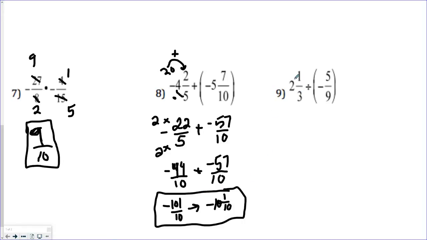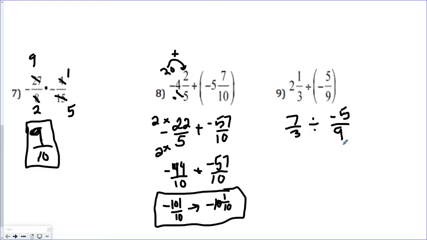Number 9 is the same way. Make this mixed number into a fraction. 3 times 2 is 6, plus 1 is 7. So 7/3 divided by negative 5/9. Now, some people say, what number does the negative apply to? And the answer is, it doesn't matter. The negative really is applying to the entire fraction. If you want to assign it to a number like just the 5 or just the 9, that's fine.